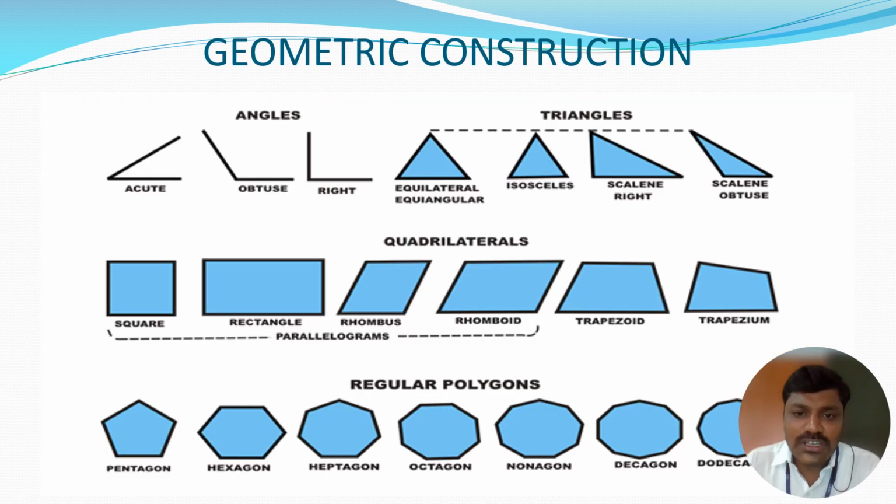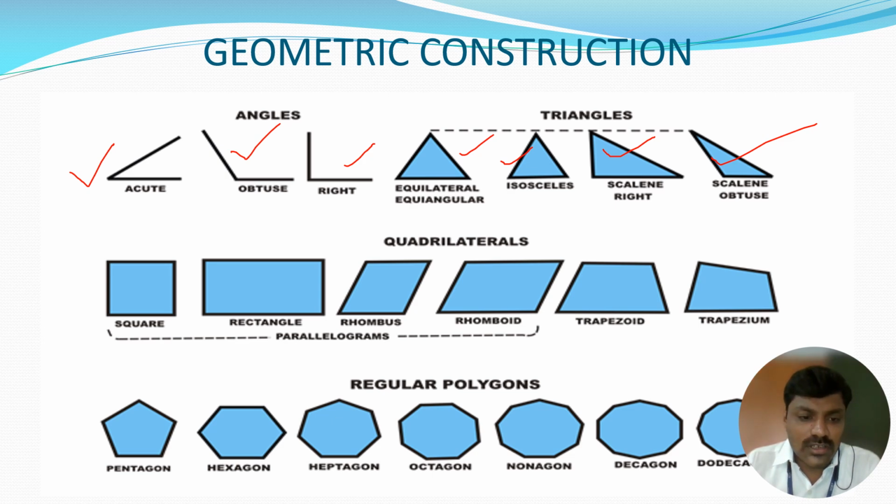These are the geometric constructions. You already know that this is the acute angle, this is the obtuse angle, this is the right angle. The types of triangles you may be aware of from small level classes: equilateral triangle, isosceles triangle, and scalene triangle. This is a scalene triangle. Then next are the square, rectangle, rhombus, pentagon, hexagon, trapezoid.